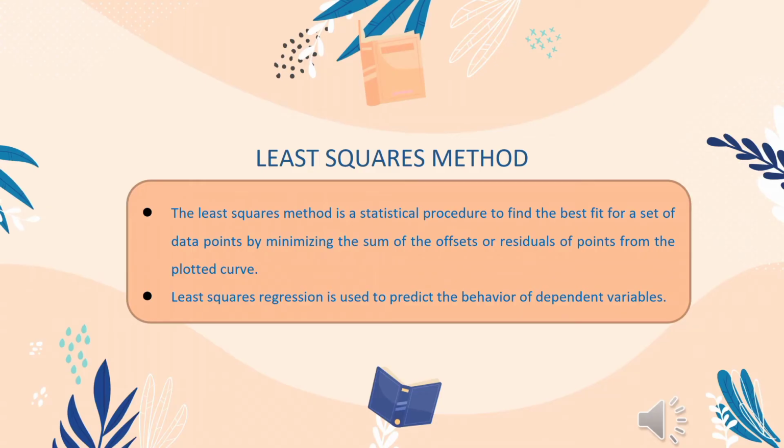So, to calculate the linear regression, there are multiple ways, but in this presentation, we will be using two ways. The first way is the least square method, and the second way is Gaussian elimination. The least square method is a statistical procedure to find the best fit for a set of data points by minimizing the sum of the offset or residual of points from the plotted curve. And the least square regression is used to predict the behavior of dependent variables.